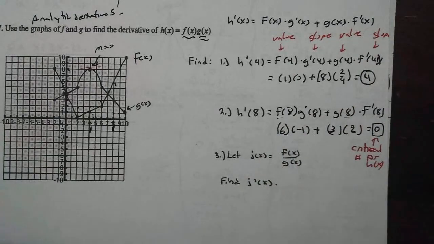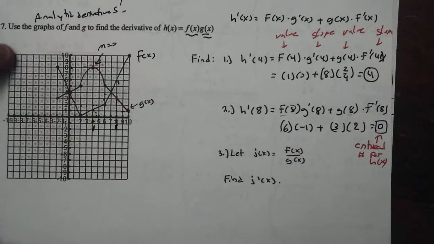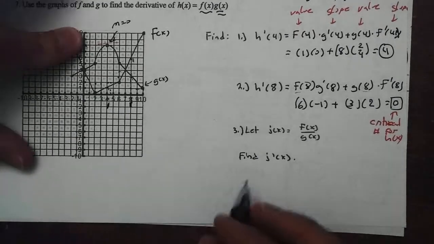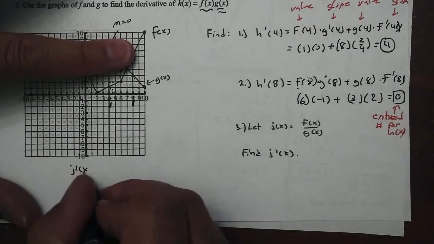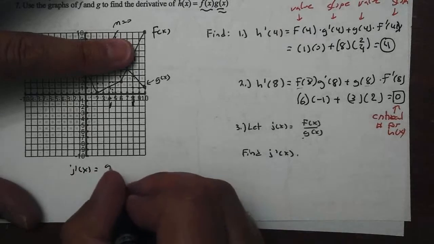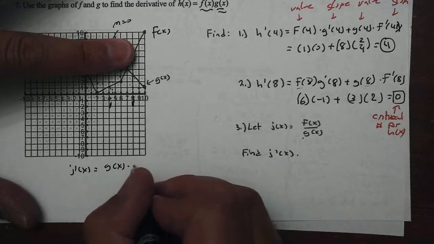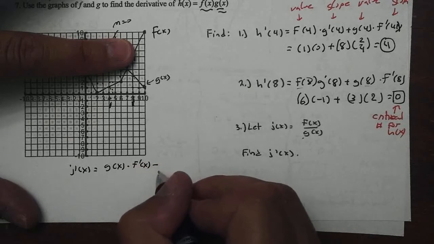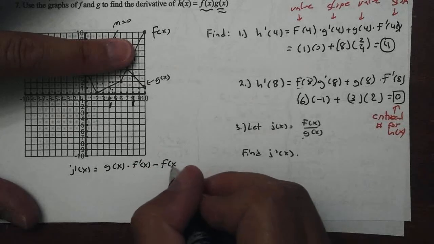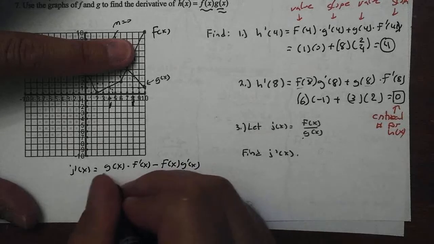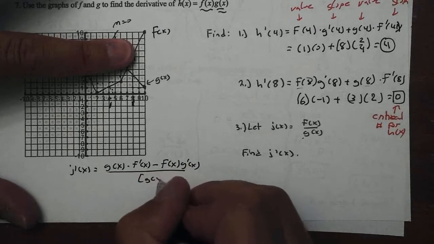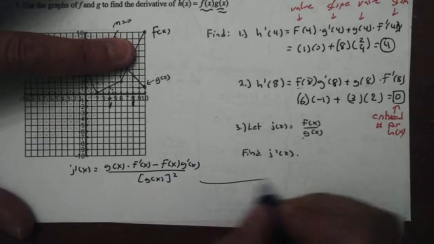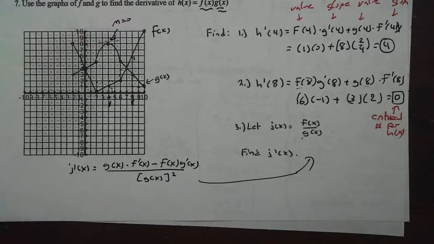Alright, so number 3 says let j of x equal f over g. So this is going to be, of course, our quotient rule. So we need j prime. So I'm going to go ahead and do that. J prime of x is low, g of x times the derivative of the top, f prime of x, minus, be careful, minus the top function times the derivative of the bottom function, all over g of x squared. And I'm just going to plug it in. So there's my derivative right there.